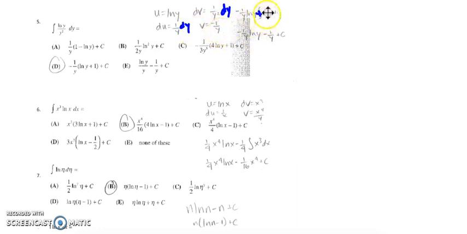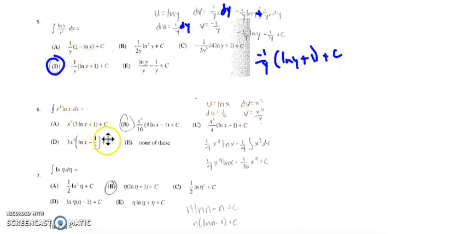And 1 over y times 1 over y is 1 over y squared. So then my integral of 1 over y squared is negative 1 over y. So it looks like what I had to do to match my answer is factor out a negative 1 over y, and then I matched to answer choice D.